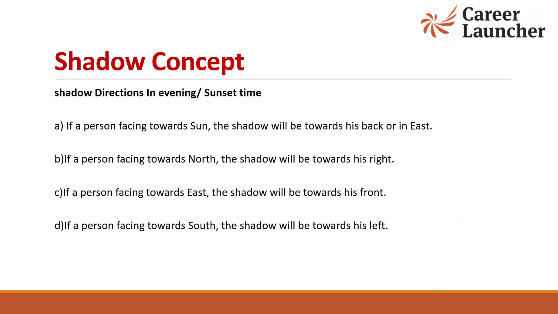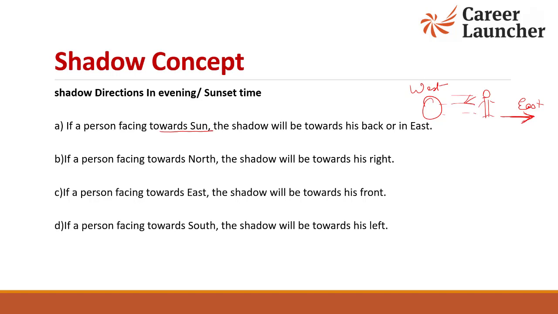Similarly for evening, the sun is in west. In the evening sun happens to be in the west. So if the person is facing towards sun, that means if this is the west direction, we have sun here, there's a person here and he's facing towards west. So his shadow will be in his back or towards east. Because sunlights are falling onto him, he is obstructing the sunlight, the shadow will be on the opposite side of the sunlight or the source of light.